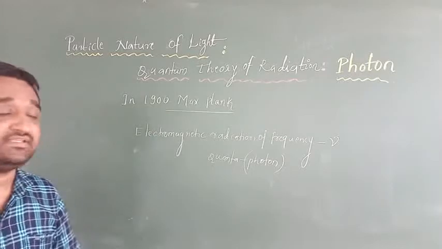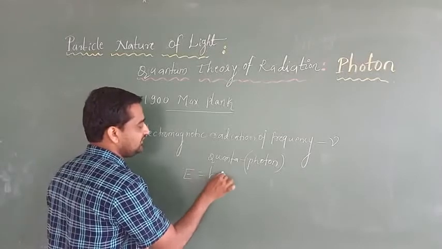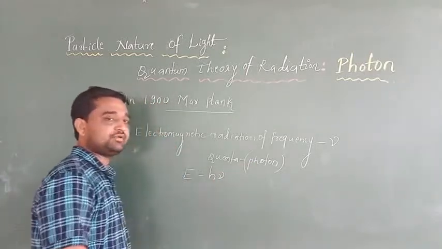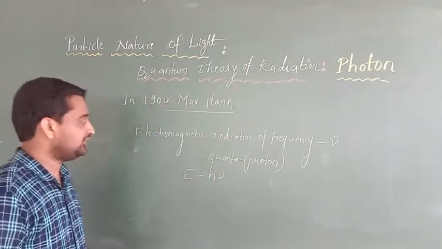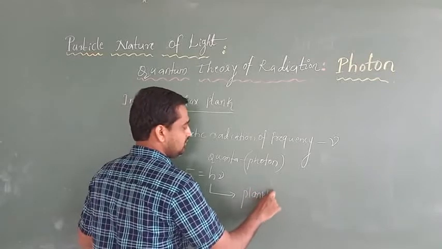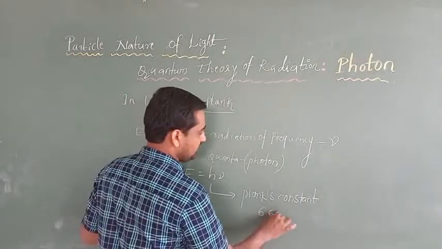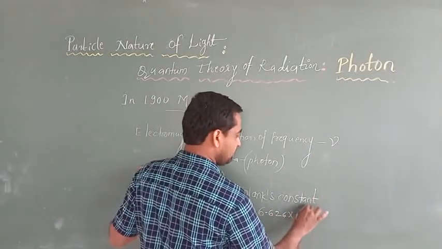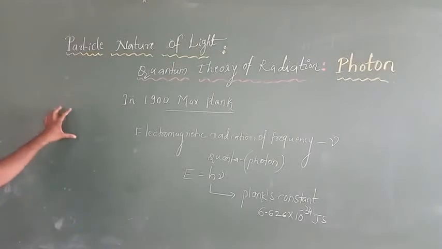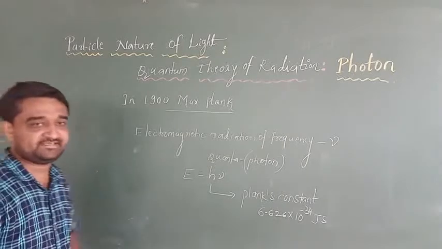The energy of each photon is given by the relation E equals h nu, given by Max Planck, where h is called Planck's constant, and its value is 6.626 times 10 to the power minus 34 joule second. This is the very important theory proposed by Max Planck, the quantum theory of radiation.